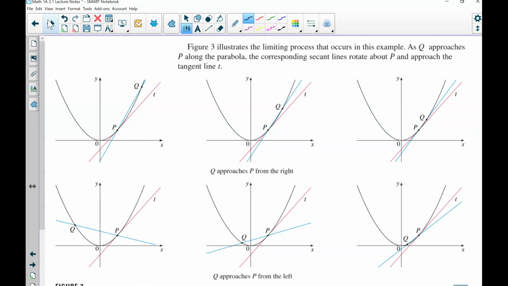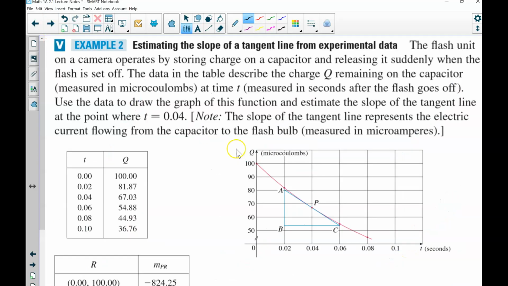Okay, so that brings me to illustrating the limiting process that occurs in this example. As Q approaches P along the parabola, the corresponding secant lines will rotate about P and approach the tangent line. So what you get to see here is that this point Q keeps getting closer and closer to P, and once it gets closer and touches P, then it becomes a tangent line.